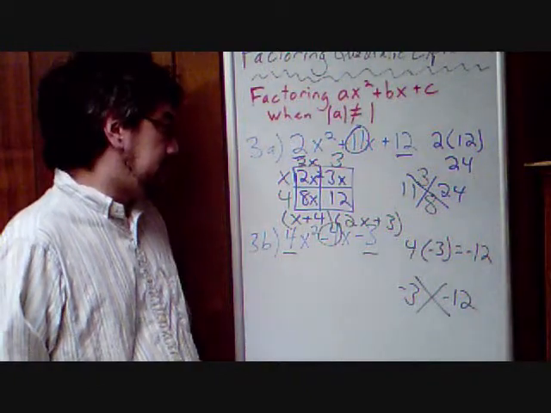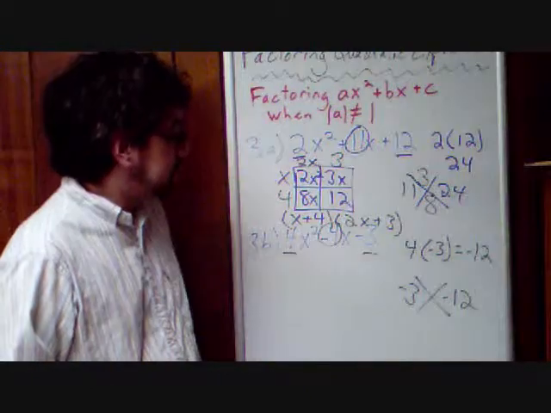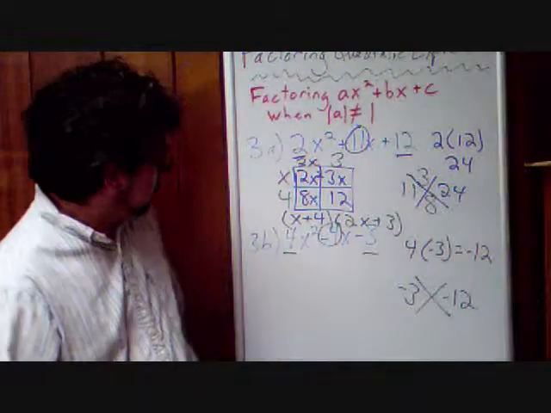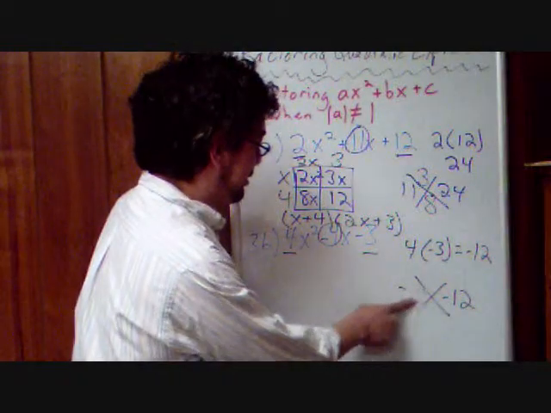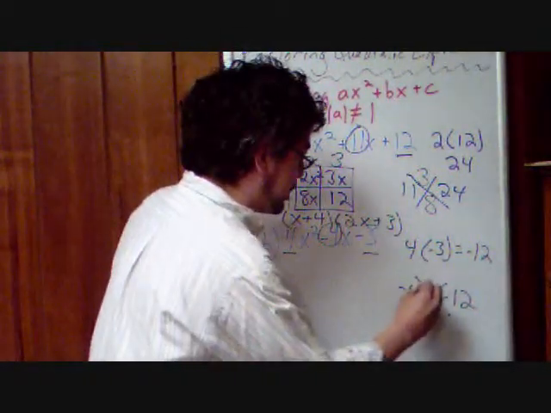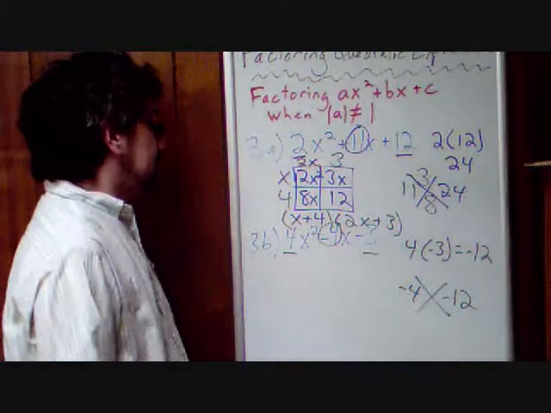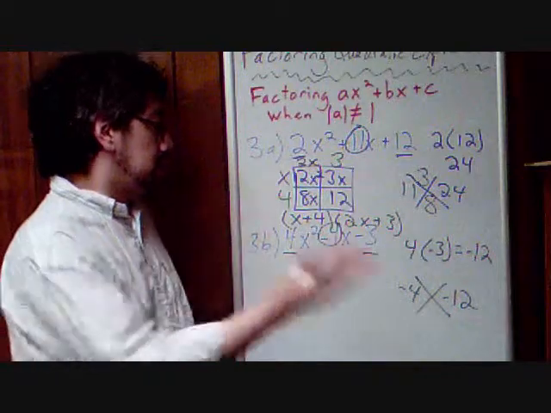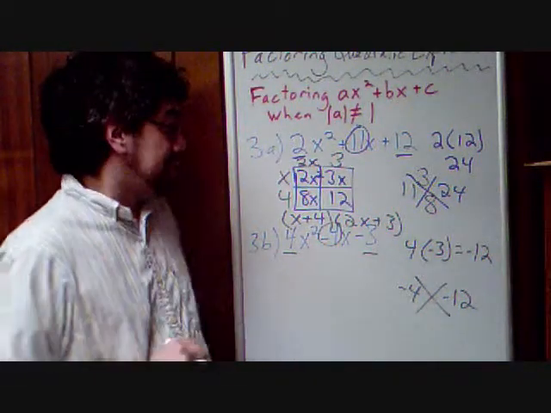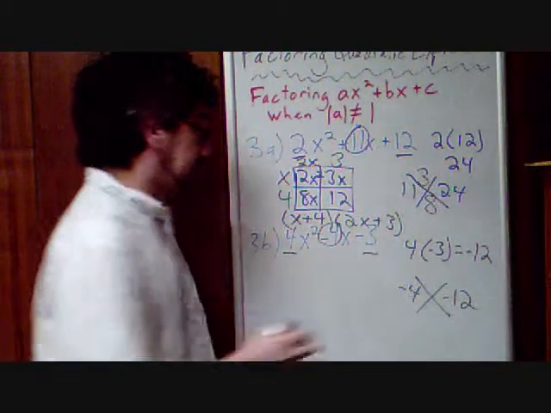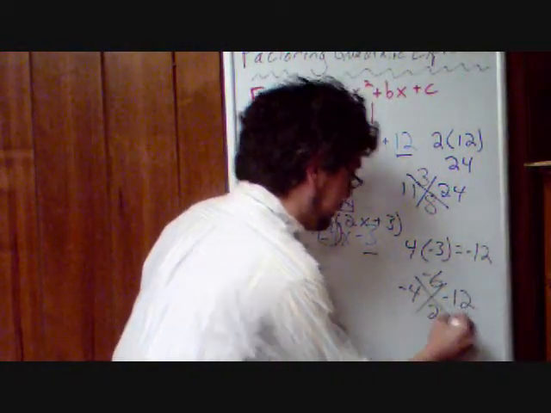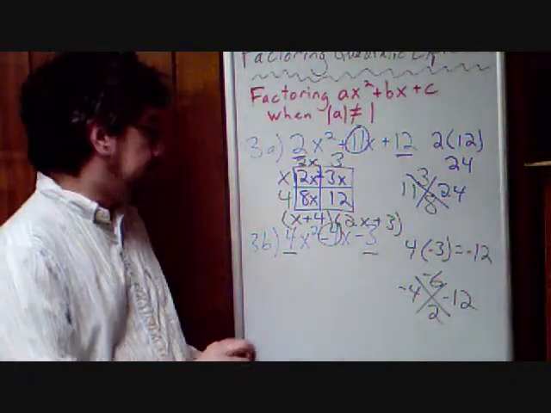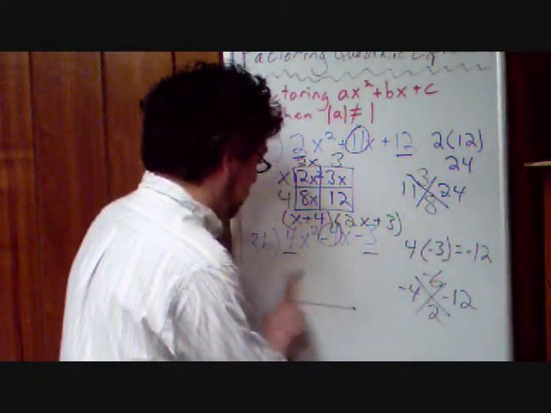So again, I think, what gives me this? And what does give me this? Oh, nothing, because I wrote this down wrong. Negative 4 is what I should have wrote down there. So, product of negative 12, sum of negative 4. What is it? Negative 6 and positive 2. But, do I just write that in parentheses? No, we have to go to our box method.